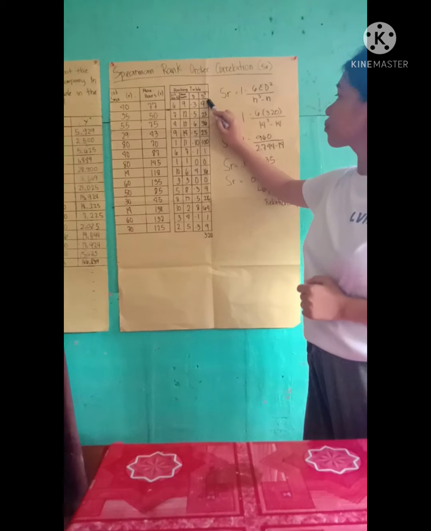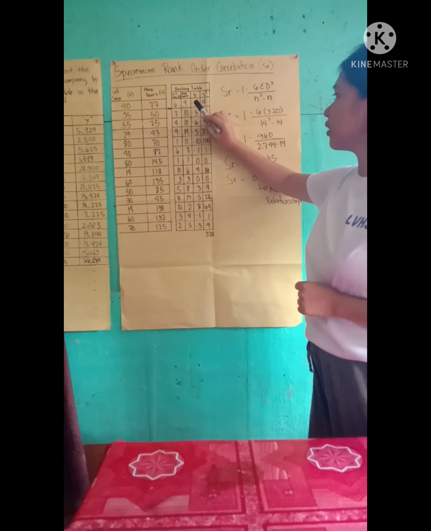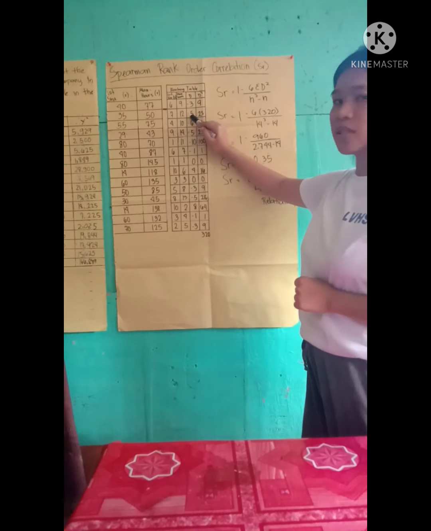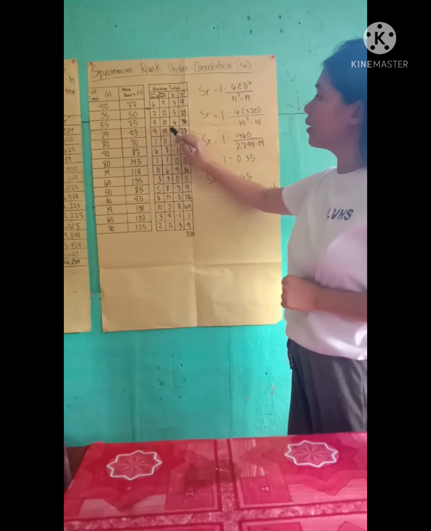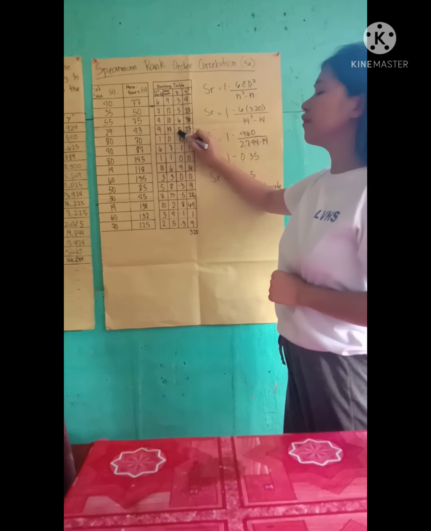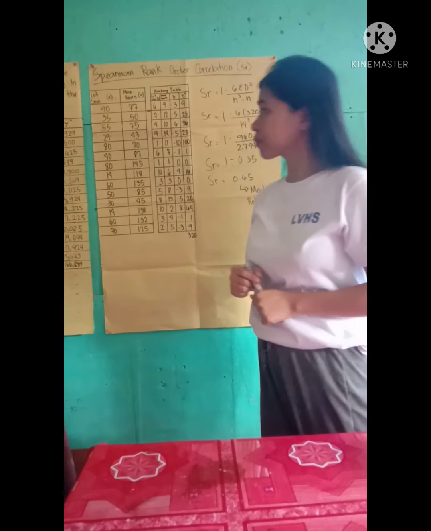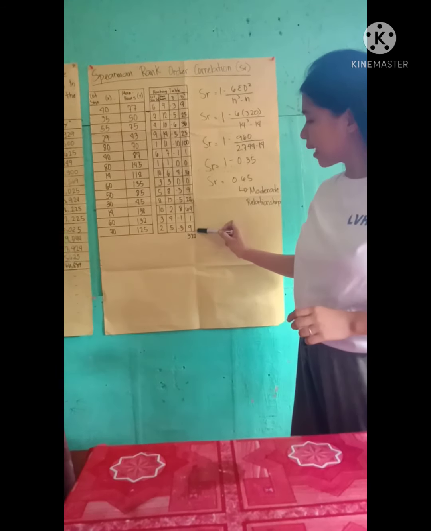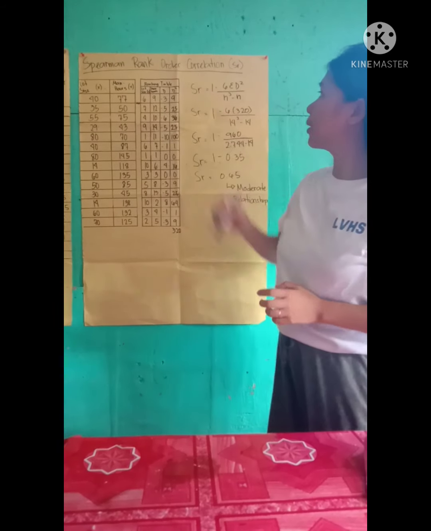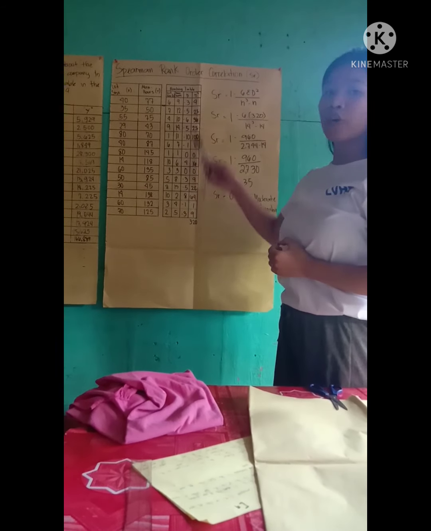For the D squared, we need to multiply the D column by itself. So, negative 3 times negative 3 is equals to positive 9. Negative 5 times negative 5 is equals to positive 25. Negative 6 times negative 6 is equals to positive 36. Negative 5 times negative 5 is equals to positive 25, and so on. As we already completed the table and got the summation of the D squared, we can now proceed to answering the Spearman rank order correlation. Let's answer it using the formula.